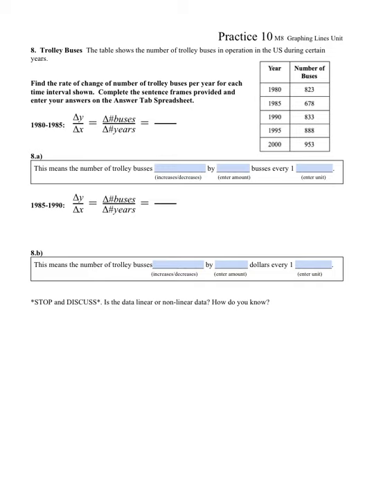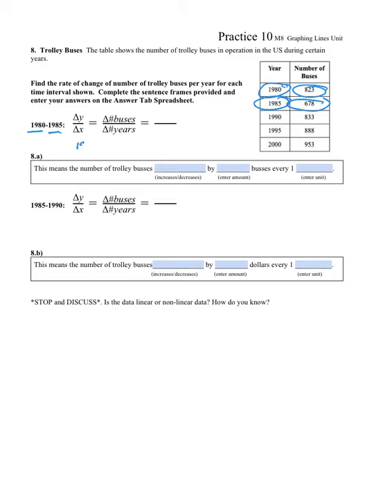All right, now we're on trolley buses. The table shows the number of trolley buses in operation in the US during certain years. Find the rate of change of the number of trolley buses per year for each time interval shown. Complete the sentence frames provided and enter your answer in the answer sheet. All we're doing is finding the slope here and answering this box down here. So from 1980 to 1985, we take 2 points. We're going to use the subtraction fraction to find it.